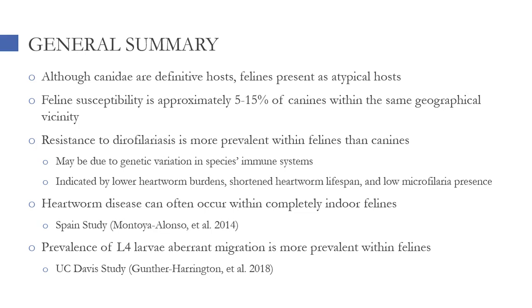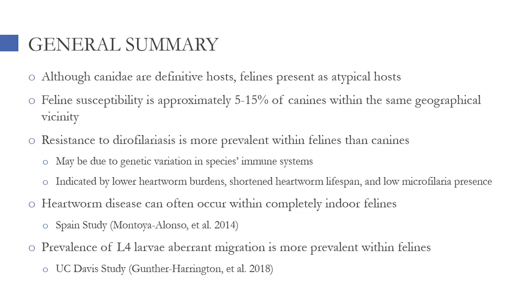As this disease is spread by mosquitoes, it is logical to think that indoor felines would be protected from contraction of the disease. However, a study in Spain showed that 32 of 56 indoor felines tested positive for heartworm disease via serology, indicating that mosquitoes frequently enter homes. Yet, as thought, heartworm disease prevalence in strictly indoor felines is decreased as compared to indoor-outdoor or completely outdoor felines. Moreover, aberrant worm migration of L4 larvae is more prevalent within felines than canines.